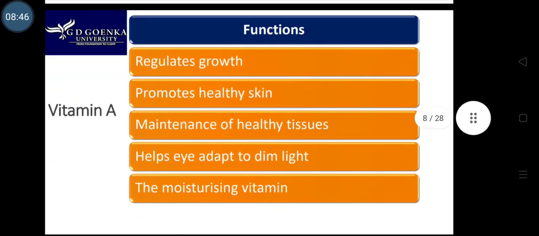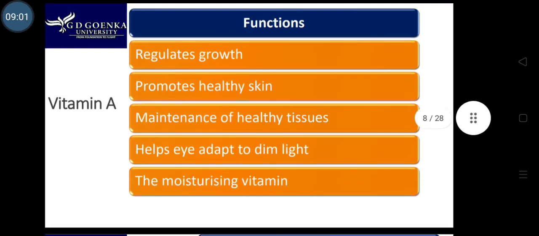Next, what is the function of vitamin A? These are the vital functions. It regulates growth, promotes healthy skin, maintains healthy tissue, helps the eye adapt to dim light, and also helps in moisturizing.